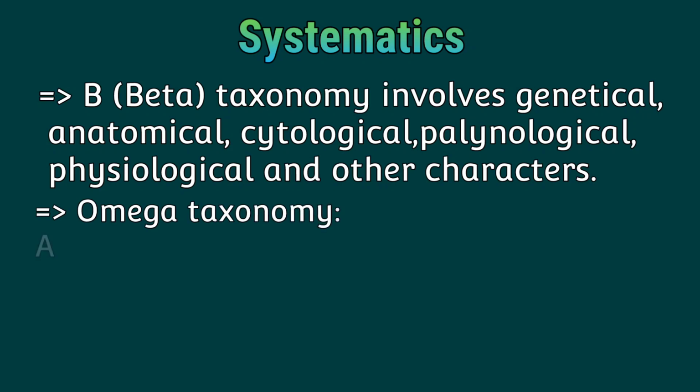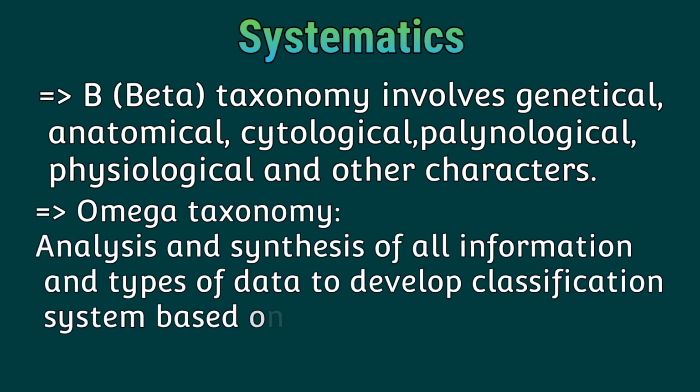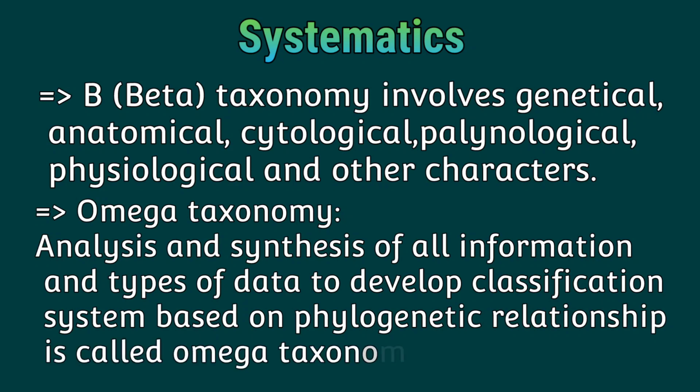Beta taxonomy involves genetical, anatomical, cytological, palynological, physiological, and other characters. Omega taxonomy: analysis and synthesis of all information and types of data to develop classification system based on phylogenetic relationship.